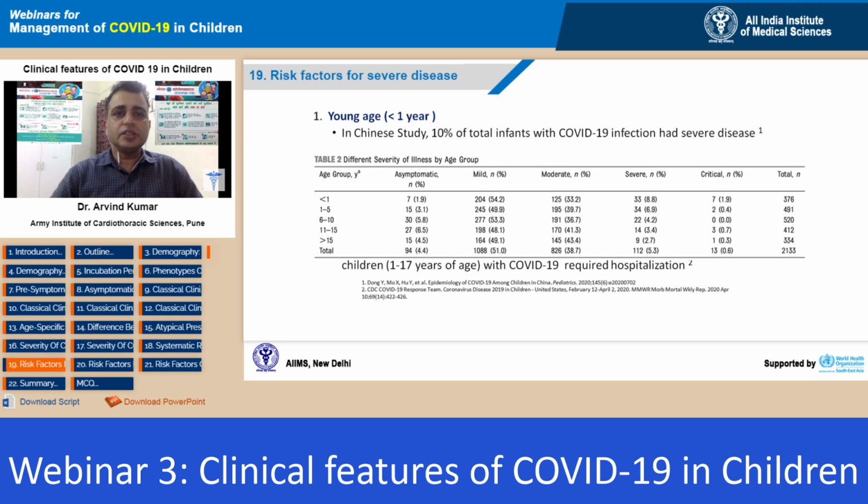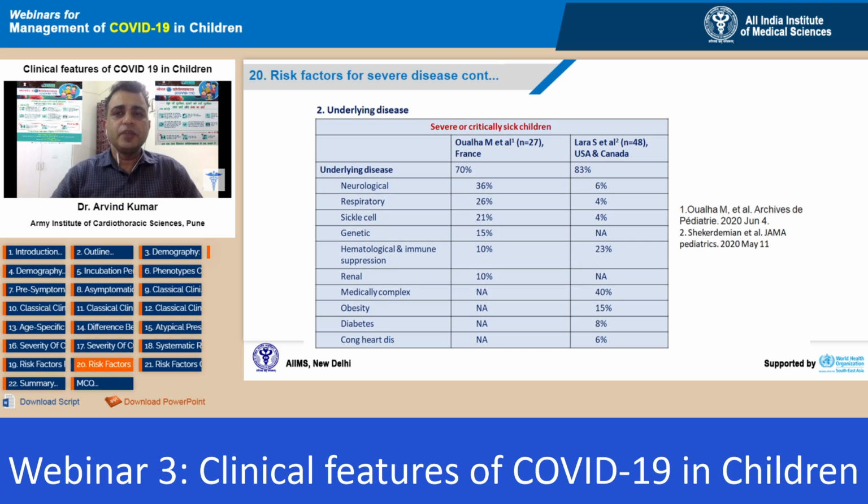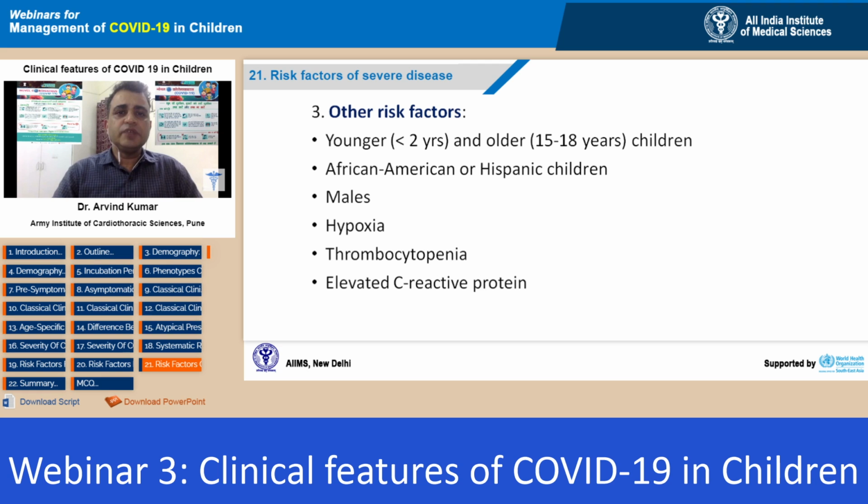The next risk factor for severe disease was underlying disease. In a study from France, around 70%, and in a study from USA and Canada, around 83% of severe and or critically ill children had underlying disease that included neurological, respiratory, immunosuppression, obesity, diabetes, etc. Other risk factors included older age group of 15 to 18 years, minority population of USA, male gender, presence of hypoxia, thrombocytopenia, and raised serum CRP level.